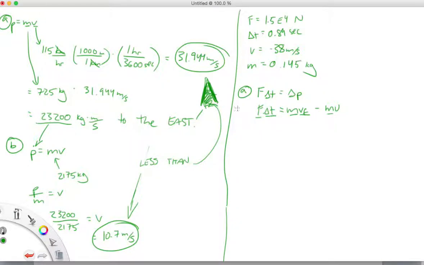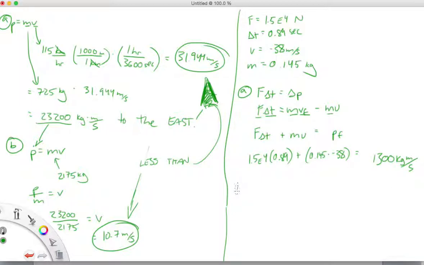Okay, so we're going to find the final, this one right here. It's going to be this plus the initial equals, and this will be the final. I'll just put PF right there. Okay, so this makes it much easier. This is 1.5 e to the fourth times the time, which is 0.89, plus the mass times the velocity. The mass is 0.145 times negative 38. Perfect. You should get, as a final answer, with just 2 sig figs, 1300 kilograms meters per second. Whew, that was a long one.